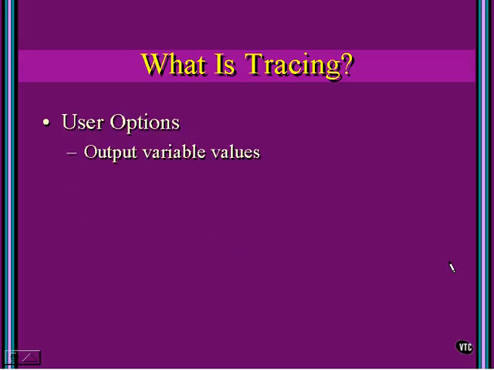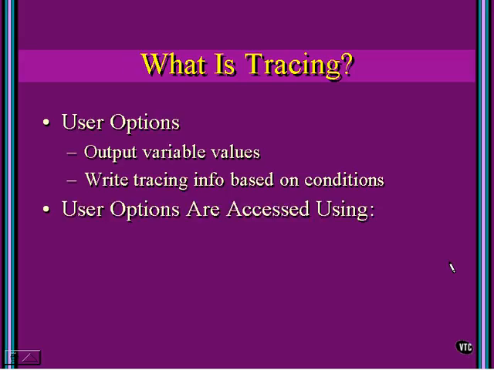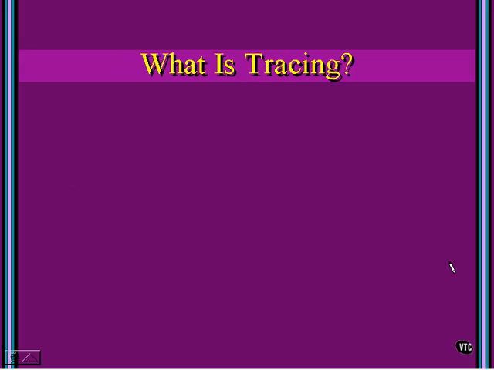Now, the user options, first of all, I can output variables, and then I can write tracing information based on conditions. And so I have a lot of options here. Now, user options are accessed using the Trace object. Now, there is a Trace object, again, in the .NET framework, and there's a Debug object. And so I can report out to myself based on either one of these objects.